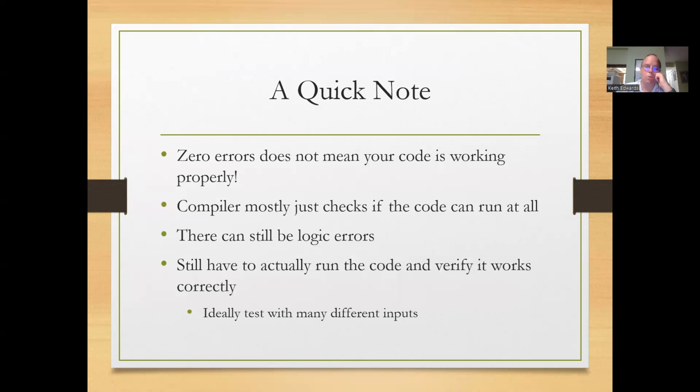And this is important. Not having any errors or syntax errors in your code doesn't mean that it's working properly. The compiler just checks if the code can run at all. Does it make sense from a syntactical standpoint, not whether it makes sense from a semantic standpoint. So you can still have logic errors. You might not account for all the cases. You might have variables that are uninitialized or initialized improperly. You might have errors in the formulae or the calculations or in the algorithm itself. So you still have to run the actual code to verify that everything works the way that you wanted it to. And you want to test with a lot of different inputs.